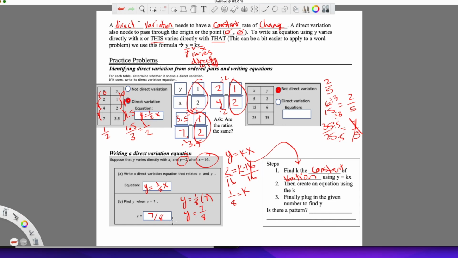And with this one, the last piece here, it's saying, is there a pattern? Well, if we're talking about a direct variation, yes, there needs to be a pattern. So with this one, the pattern would be y is going to be 1/8 of x. We can say 1/8 of x or x divided by 8. That's the pattern. Every x I have, if I divide it by 8, I'll know what my y is. So that's the pattern that I'm looking for there.